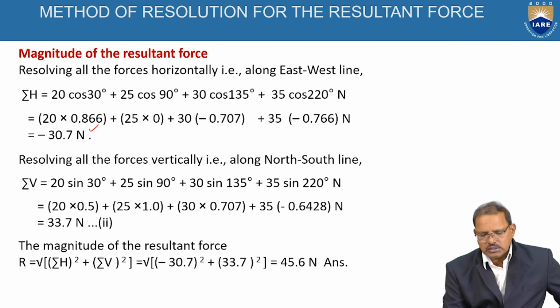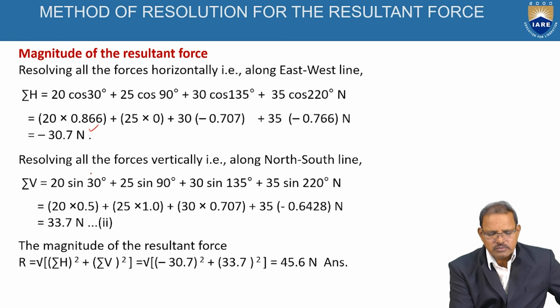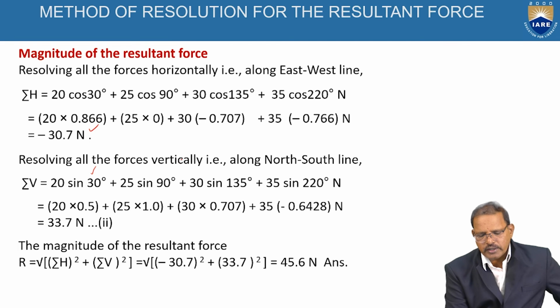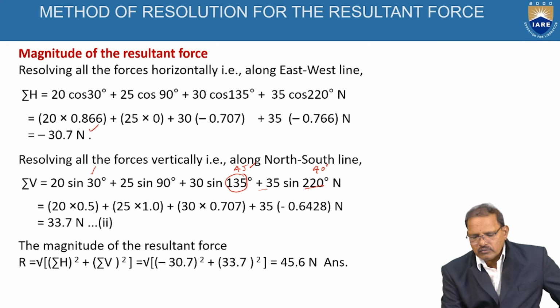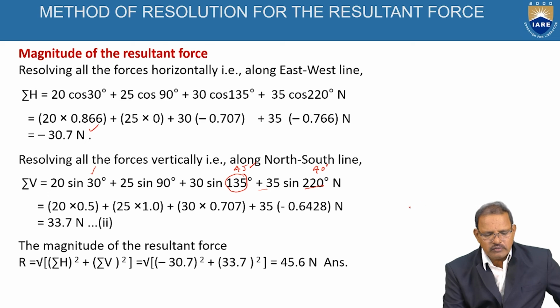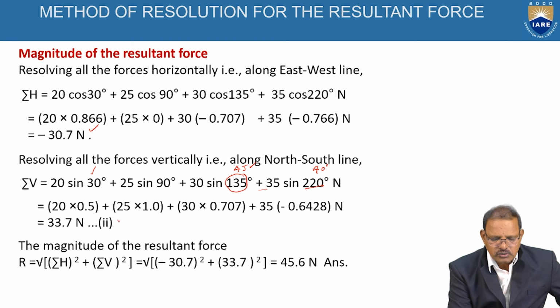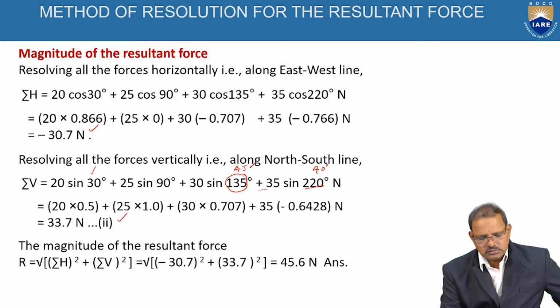Similarly, when the forces are resolved in the vertical direction, that means along the north-south line, sigma V, that is the sum of the components of forces acting along the vertical direction, is equal to 20 sin 30, positive because it is acting upward, 25 sin 90, it is acting in the upward direction, 30 sin 45 degrees, it is also correct, and minus 35 sin 40 degrees because it is acting in the downward direction. When substituting the trigonometric values of sin 30, 90, sin 135 or sin 45, and sin 40 degrees, we get sigma V equal to 33.7 newtons.